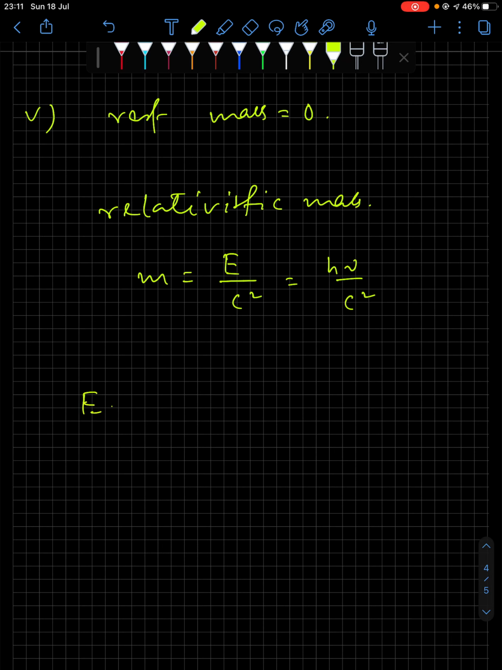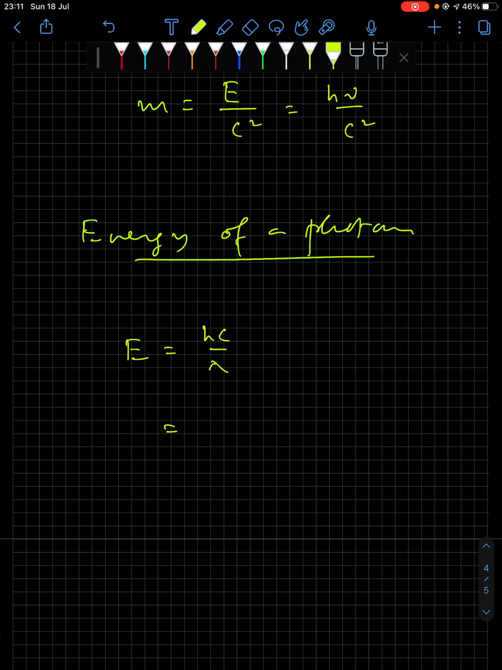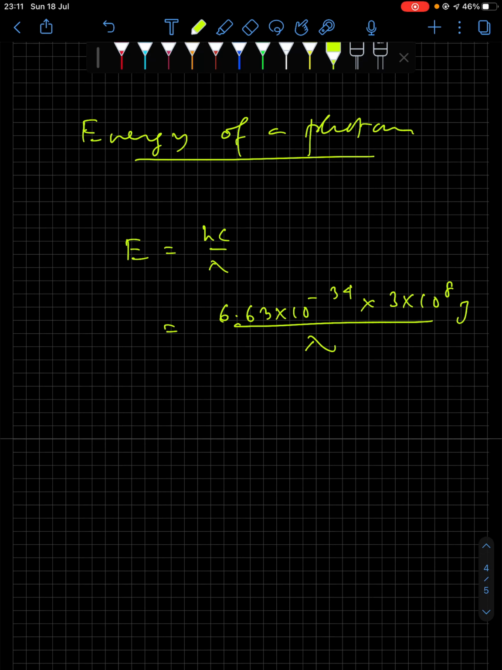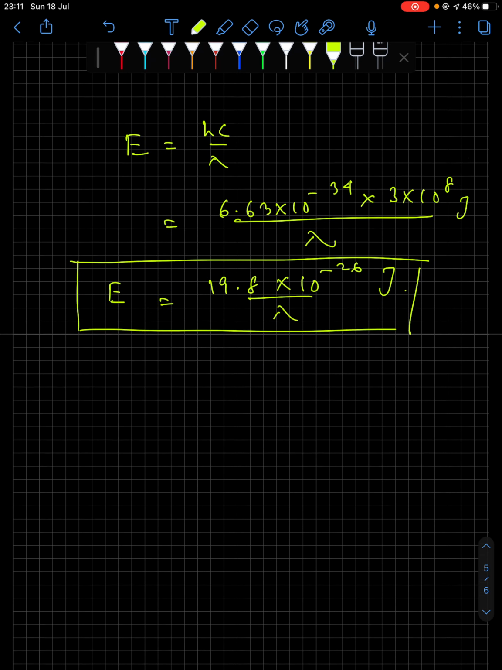So we'll calculate the energy of a photon in electron volt. E equals, we had hc by lambda. The value for h is 6.63 into 10 to the power minus 34, and c is 3 into 10 to the power 8, divided by lambda. This value will be in joule, the SI unit. This gives you 19.8 into 10 to the power minus 26 divided by lambda joule. This relation is to be remembered as this is the SI value.